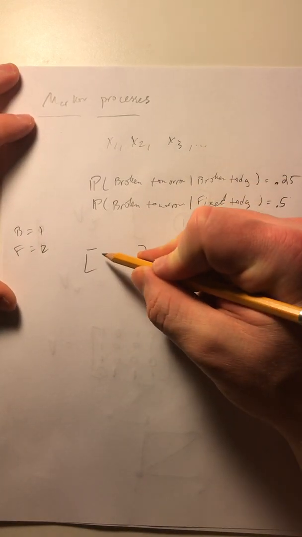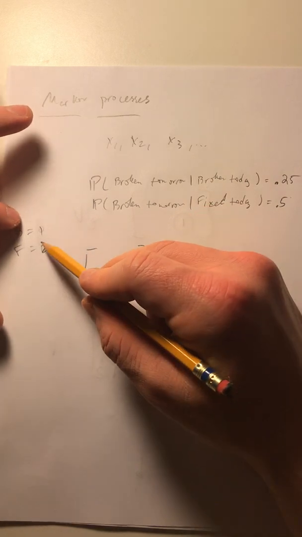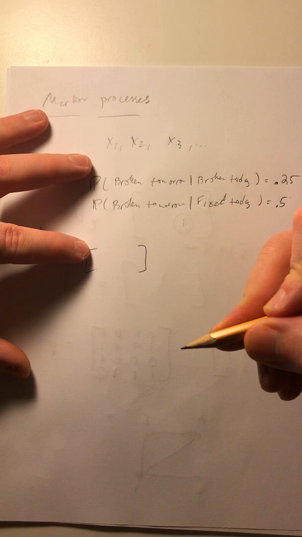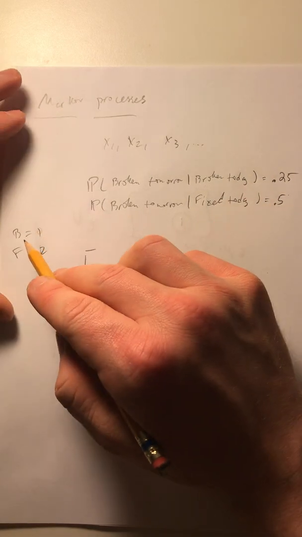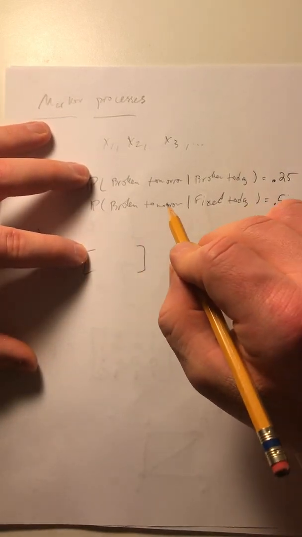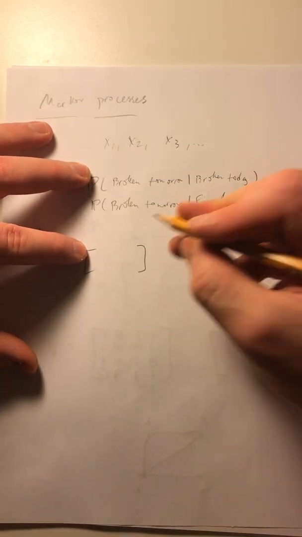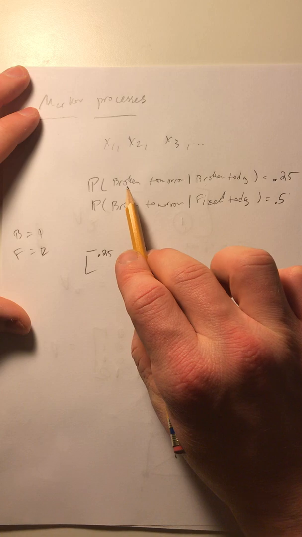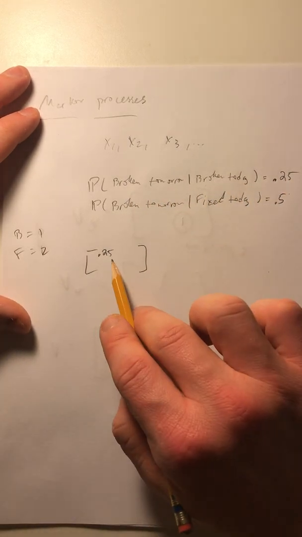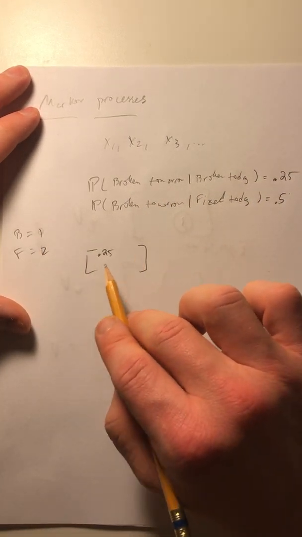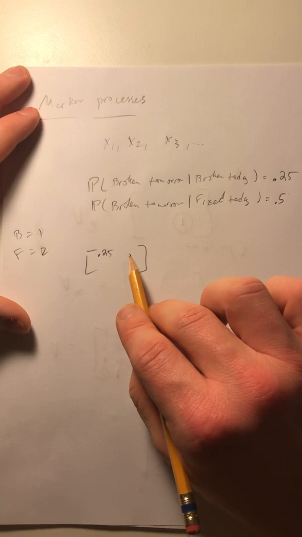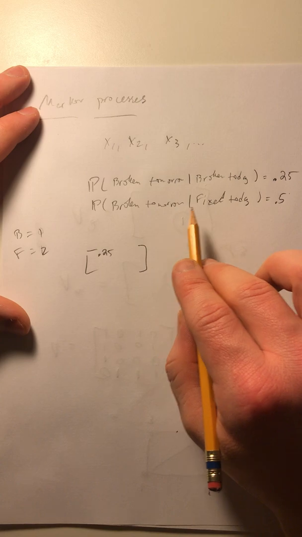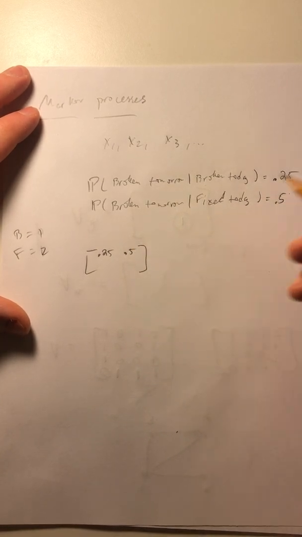So I'm going to look over here in the 1, 1 position. So 1 corresponds to broken, so 1, 1 is going to be the probability that it's broken tomorrow, given that it's broken today. So broken corresponds to 1, so 1, 1 means broken, broken. Broken tomorrow, broken today. So that is 0.25. Okay. So now, over here, this is row 1, column 2, this is going to be the probability that it's broken tomorrow, given that it's fixed today. That one is 0.5.